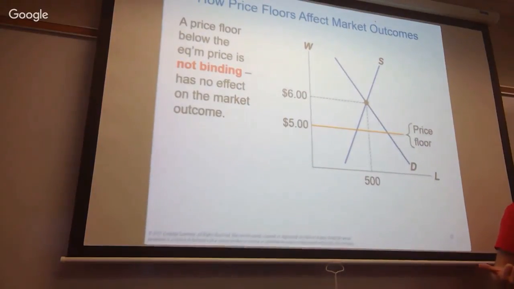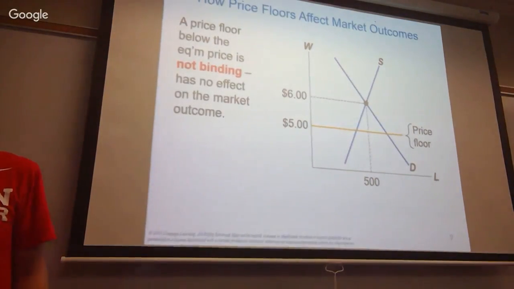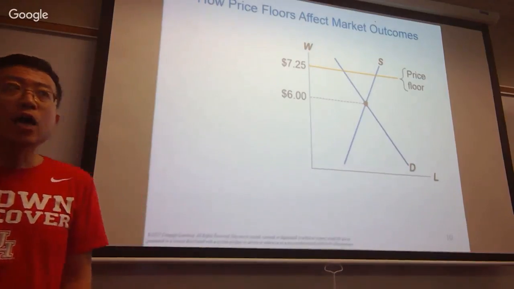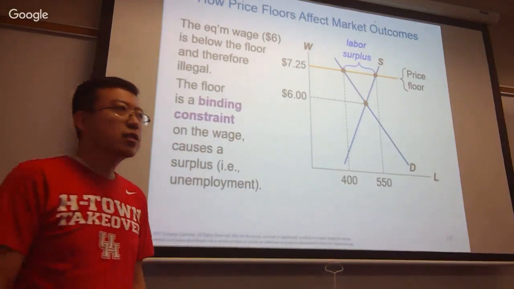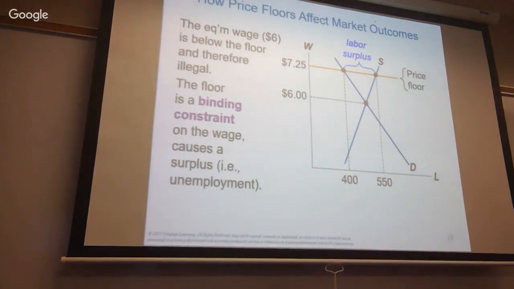Make sense? Now, vice versa, if this minimum wage is above equilibrium, so if it's placed at $7.25, now it's a binding constraint. It will push the price of wage to $7.25 because you cannot go below $7.25. So at $7.25, that's our new wage. But at $7.25, do we have a surplus or shortage? We have a surplus. Now let's think about why that is.